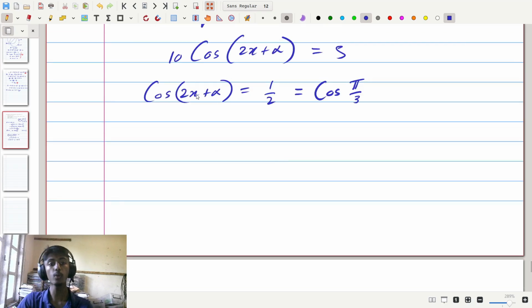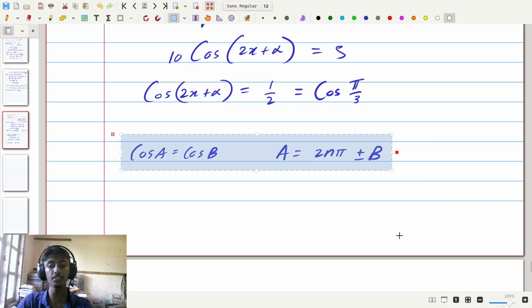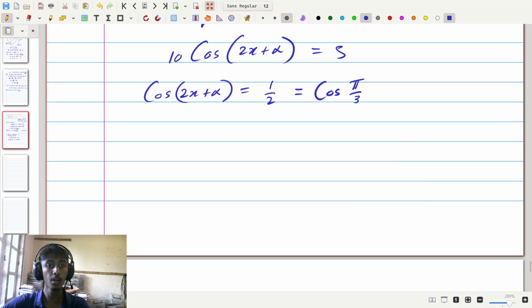Now according to this, we have the cosine of one angle being equal to the cosine of another angle. Now given the situation, we know if we have the form cosine A equals cosine B, then surely A equals 2n pi plus or minus B. So according to that, our expression turns into, if we take this cosine A equals cosine B, A, which is 2x plus alpha, being equal to pi by 3 plus or minus 2n pi, where of course n is an element of the integers.